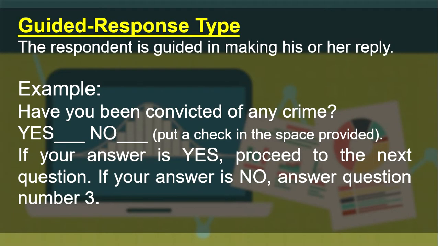So what about the guided response? Okay, so the respondent is guided in making his or her reply. For instance, have you been convicted of any crime? Yes or no? And there's an instruction, put a check in the space provided. If your answer is yes, proceed to the next question. If your answer is no, answer question number 3. Okay, so it's basically that you are guided when you are answering the questionnaire.